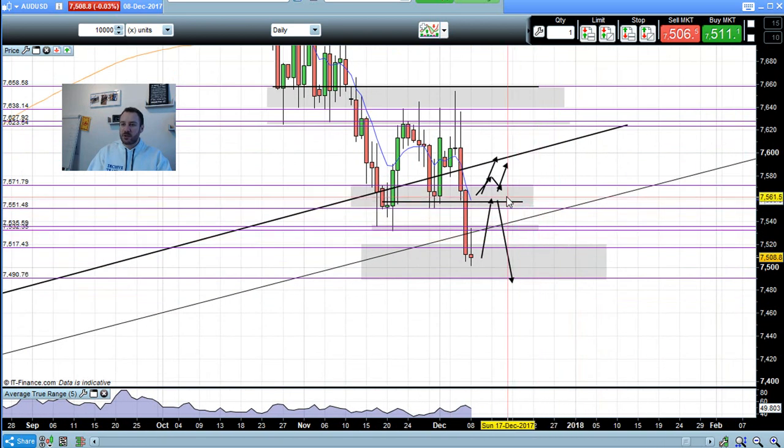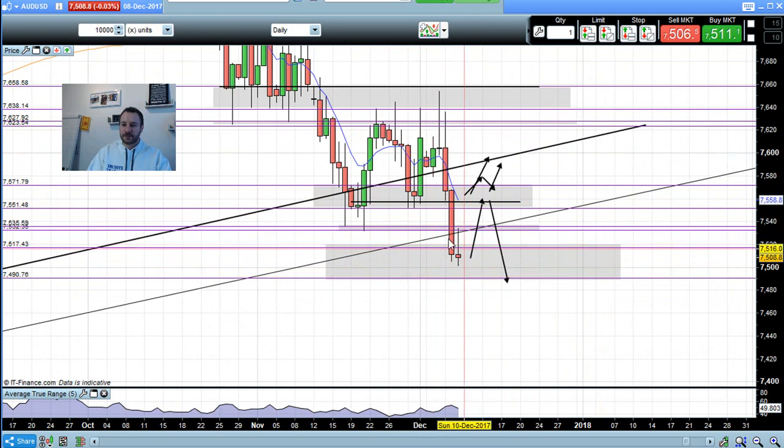Really, that's the main things I'm looking at going into next week. Last key level of support, 7490 to 7520. More than happy to buy here. If we do start to see nice clean breaks of this level, then the Australian dollar moving forward continues to be very bearish. Expect that longer term move down toward the 7400 levels.